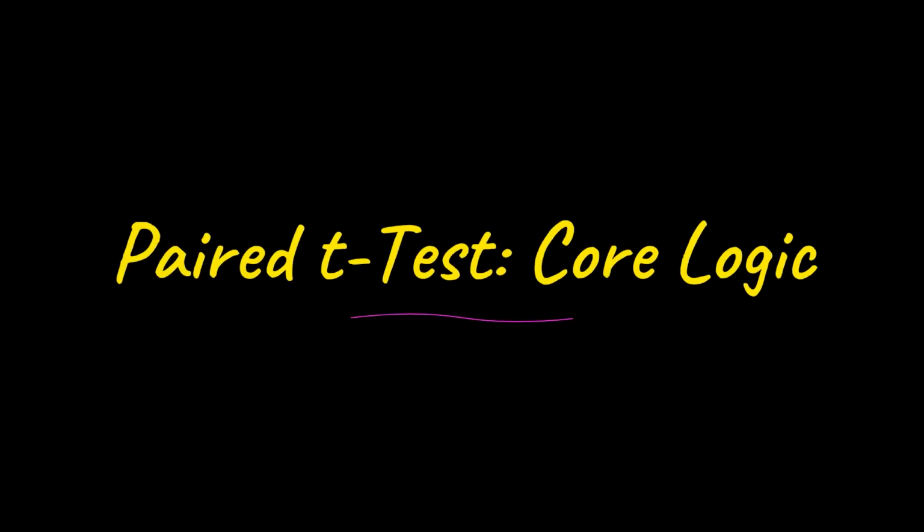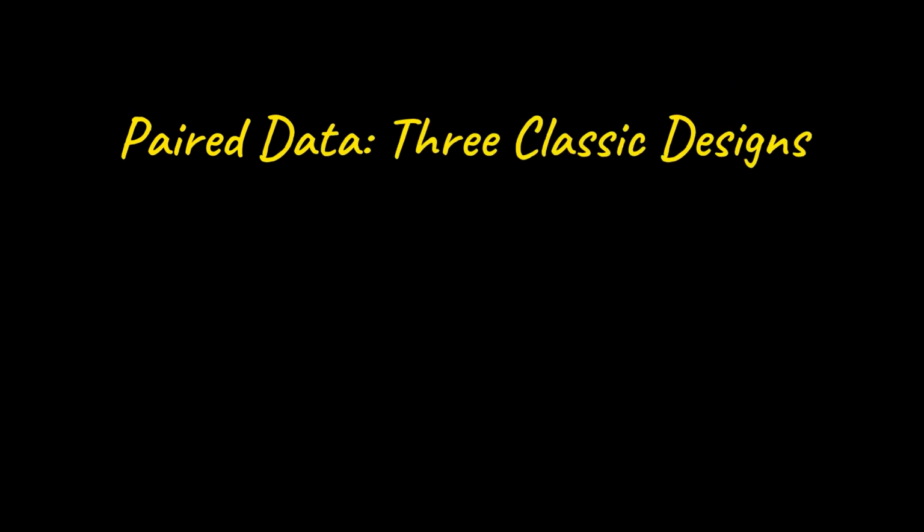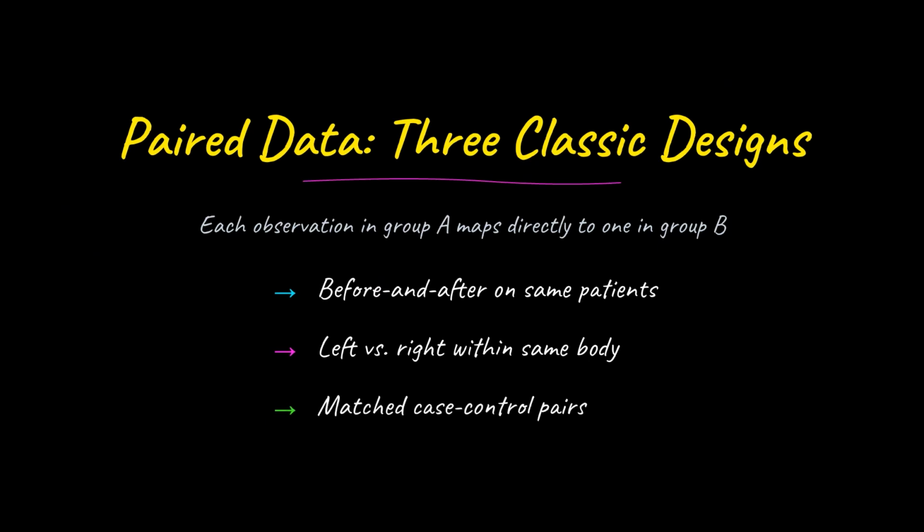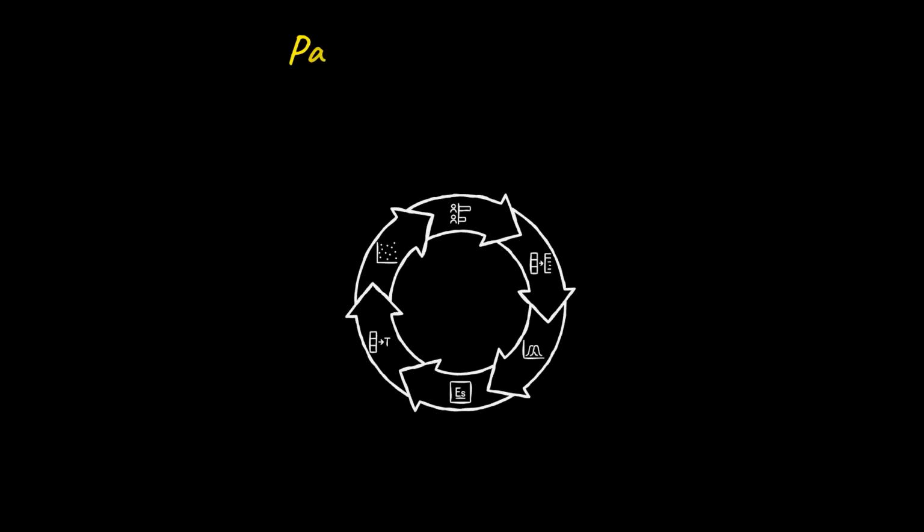The paired t-test is built around a simple but powerful idea. When 2 measurements come from the same subject or matched pair, that link contains information you should not throw away. The defining structure is one-to-one correspondence. The three most common setups are before and after measurements, within-body comparisons, and matched case-control designs where cases and controls are paired on key characteristics.